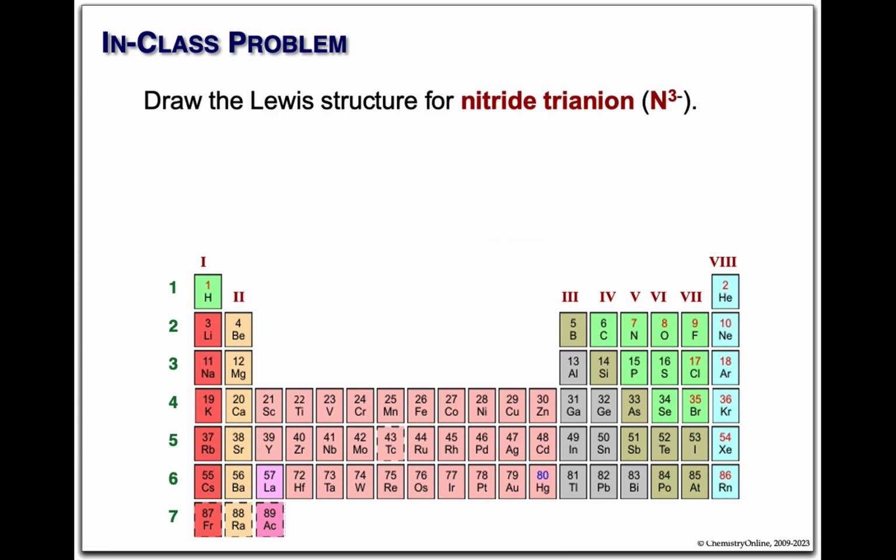Very quickly draw the nitride anion for me. Nitrogen is here in group 5. You, of course, start off with the big N. We are going to have 1, 2, 3, 4, 5 valence electrons. Now, to make the trianion, we need to add 3 more. And there it is.